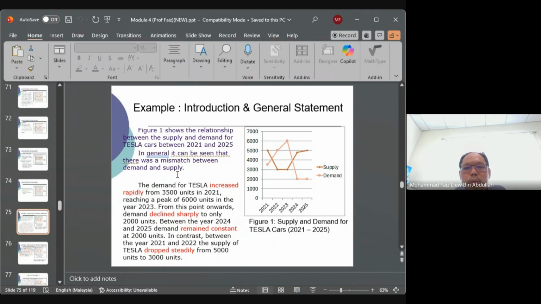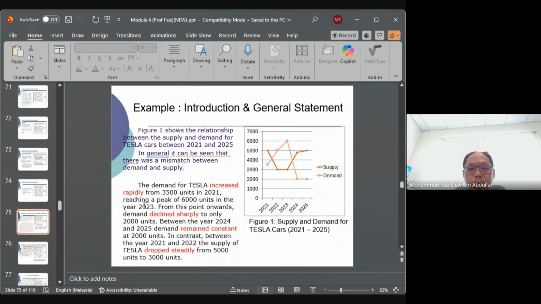So before you explain the graph, at the beginning you can write in general, it can be seen that there was a mismatch between demand and supply, okay. So this is an observation from you looking at the graph. That's a mismatch because both of them, one going up, one going down, okay.